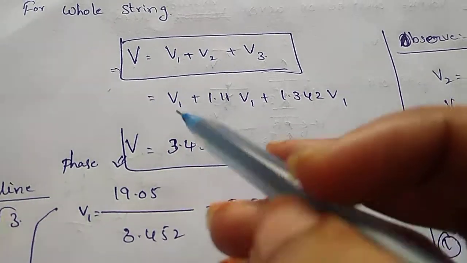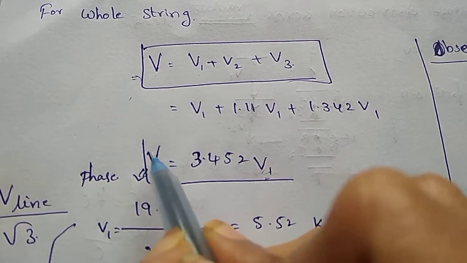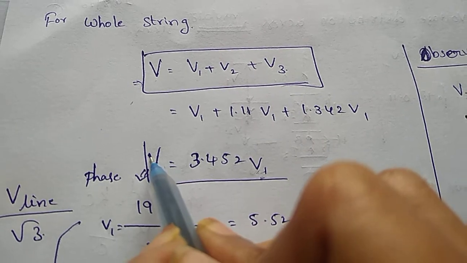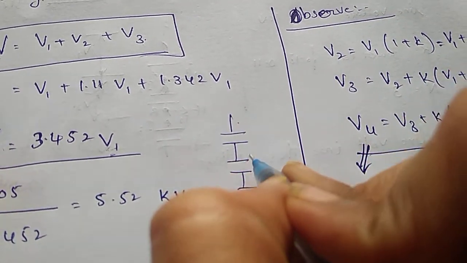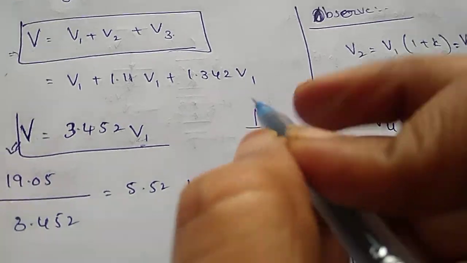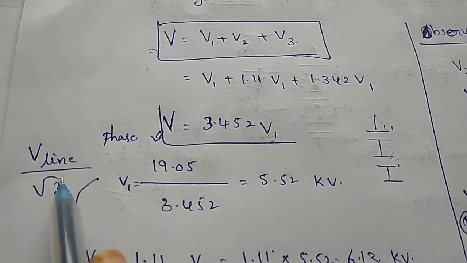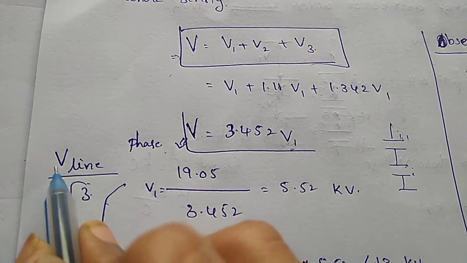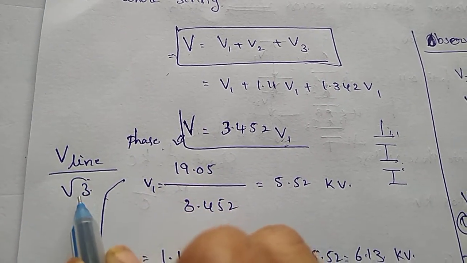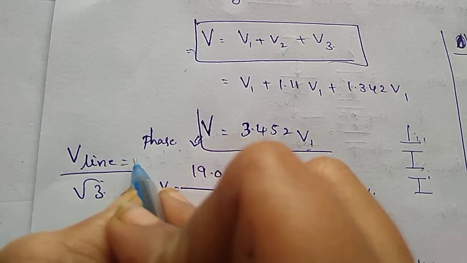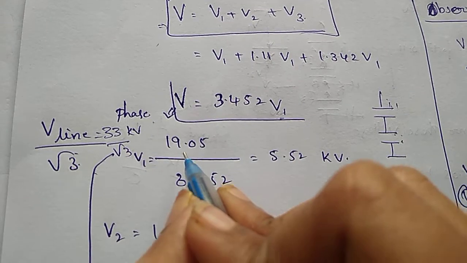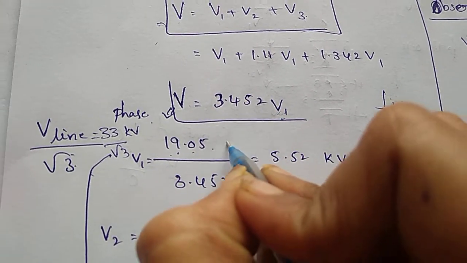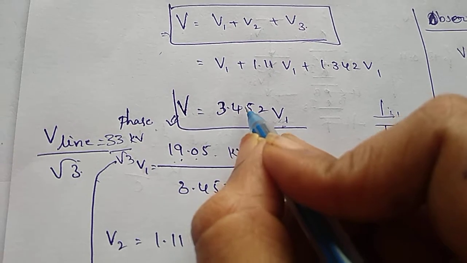Whatever line value is there, we convert it into the phase value, because these capacitances are taken line to line. For that reason, we convert the line voltage into phase voltage using the formula V line divided by root 3. When I convert 33 kV, 33 divided by root 3, I got 19.05 kV.